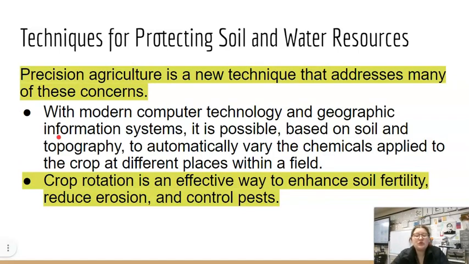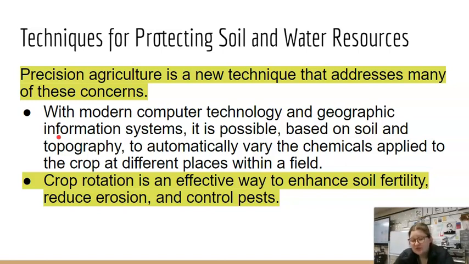Precision agriculture is a new technique that addresses a lot of these concerns. With modern computer technology and geographic information systems, it's possible, based on soil and topography, like the level of the ground, to automatically vary the chemicals applied to the crop at different places within a field. We have a lot of new technology, a lot of new information. It's fairly easy for farmers to do this and be really specific about their chemical use.